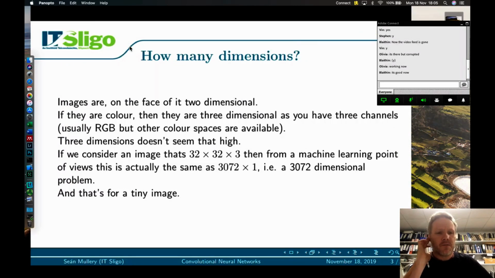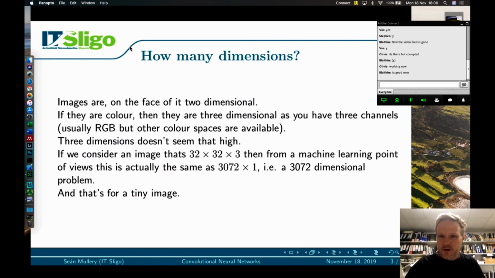Now, on the face of it, it appears that images are two-dimensional. But that's not how they appear to a machine learning model. If they're color, you might think of them as three-dimensional. So you've got two spatial dimensions, and then three channels as the third dimension of the color. But again, that doesn't really tell the whole story with regard to machine learning.